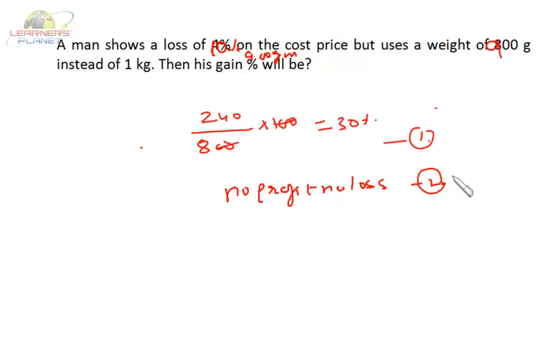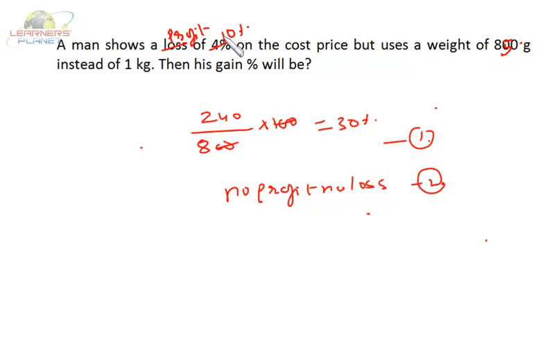Now let's take one more case. Now suppose this is a case of profit of 10%, and along with that he is using a false weight of say 850 grams. Now in this case his profit will definitely be more than 10% since he is using a false weight, or we can say he is using 850 gram instead of 1 kilogram. Now let's calculate what his actual profit is.